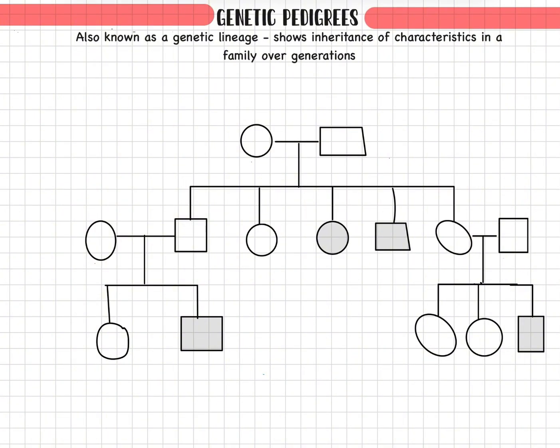Today I want us to look at genetic pedigrees, also known as genetic lineages, which show inheritance of characteristics in a family over generations. So the first thing that you need to note is how many generations are in the family. In this case, we have 3 generations.